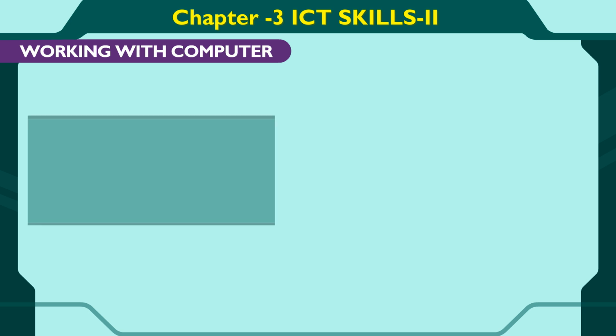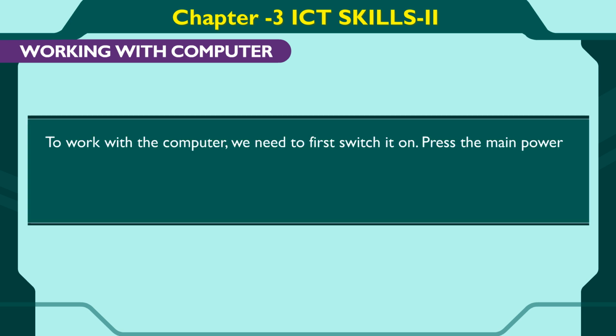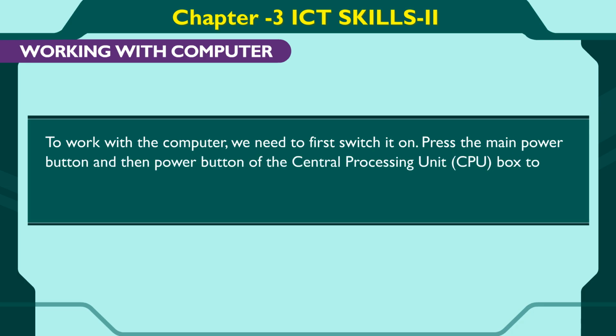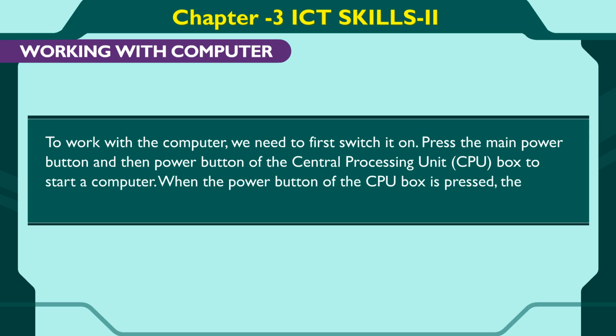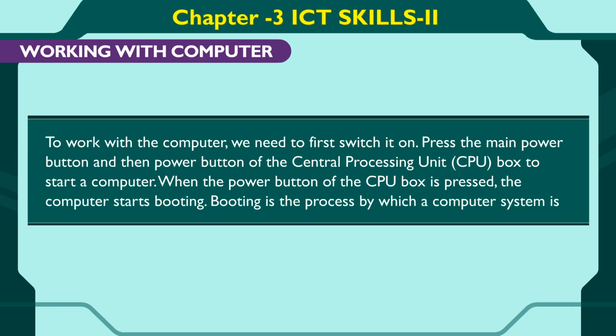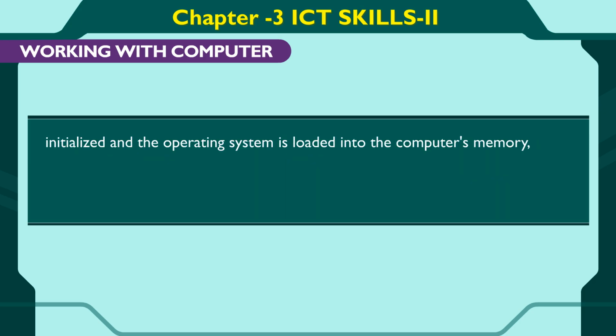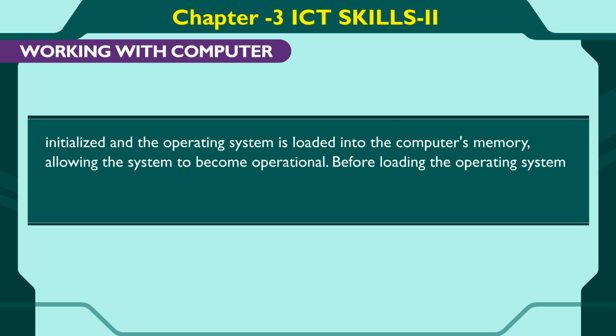Working with computer. To work with the computer, we need to first switch it on. Press the main power button and then the power button of the central processing unit, CPU, box to start a computer. When the power button of the CPU box is pressed, the computer starts booting. Booting is the process by which a computer system is initialized and the operating system is loaded into the computer's memory, allowing the system to become operational.